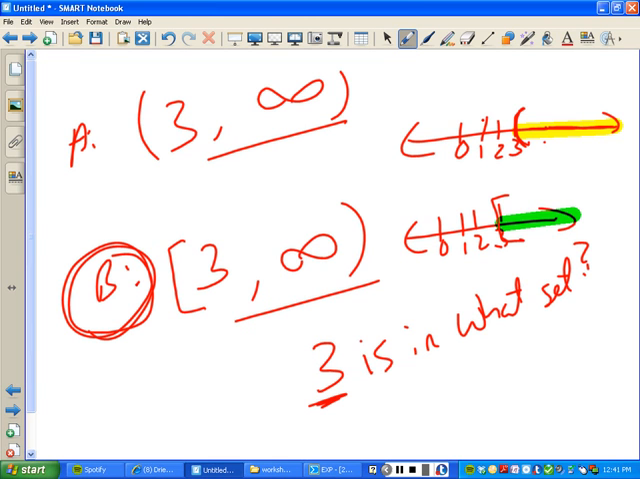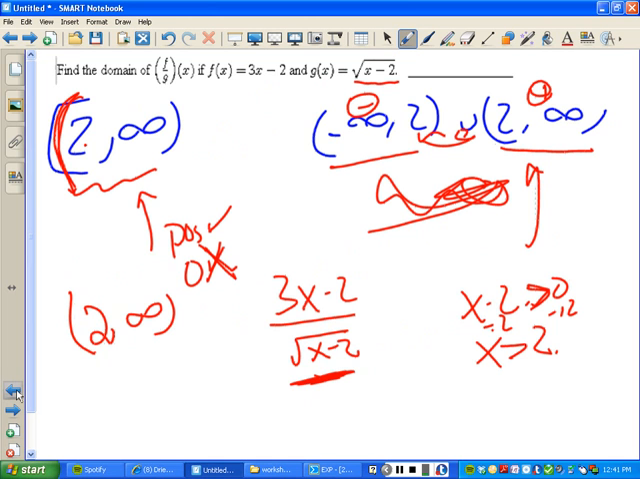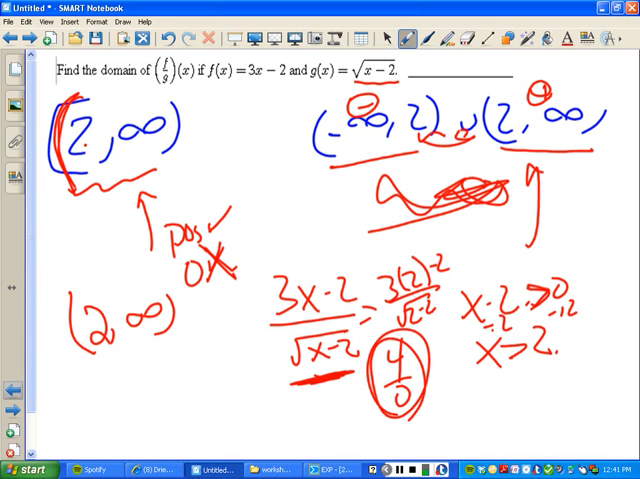Now, how does this affect the last problem we looked at? If I put a bracket on the 2, then I'm saying it's okay for this to be 2. Well, if it's okay to be 2, I can plug 2 in: 3 times 2 minus 2 over square root of 2 minus 2. I cannot do this. This is 4 over 0. That's a real problem for me. So that's why I cannot use the bracket and I have to use the parenthesis instead. Does that make sense? Okay.